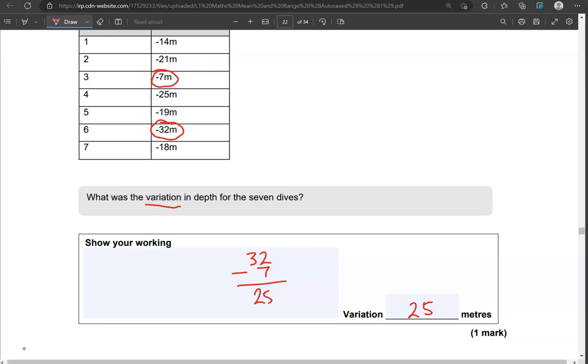So negative 7 to negative 32, you try and imagine that, so there is 0, so negative 7 over here, going to negative 32, for example, here. So how much do they vary is the question, and that is 25 meters.